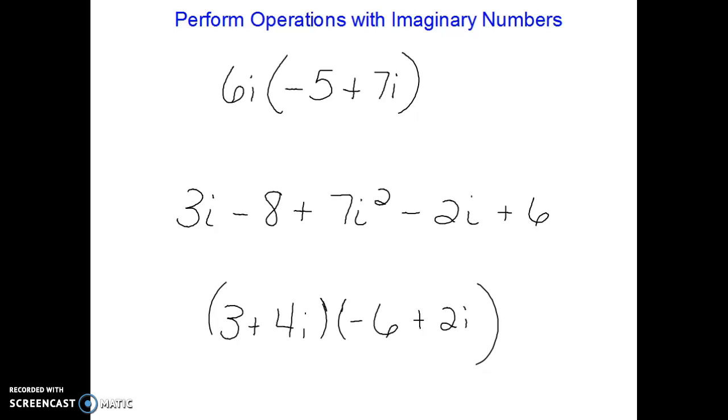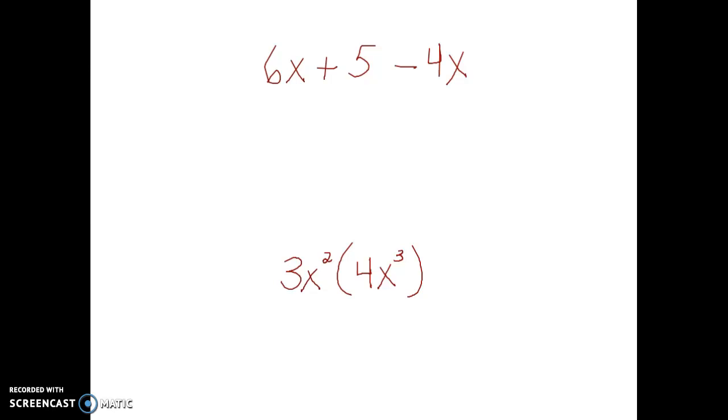We're going to look at how to perform some basic operations with the imaginary numbers. Before we do that, I want to look at two expressions using the variable x. If I want to simplify the top expression, there's something that we use called combining like terms. That means if two terms have the exact same variables in them, we can combine those together. So my simplified expression for the top one should be 2x plus 5.